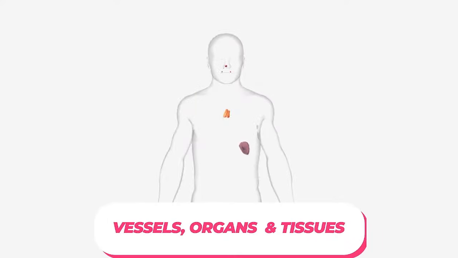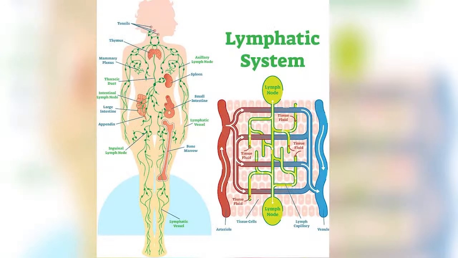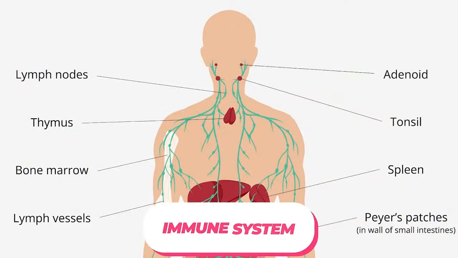It is a network of vessels, organs, and tissues that help to remove waste and toxins from the body, as well as playing a crucial role in the immune system.